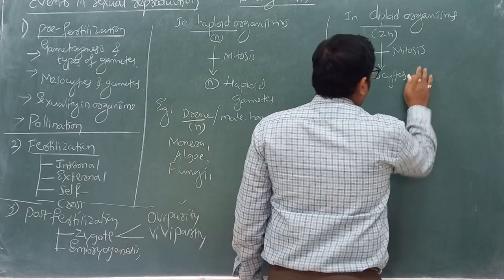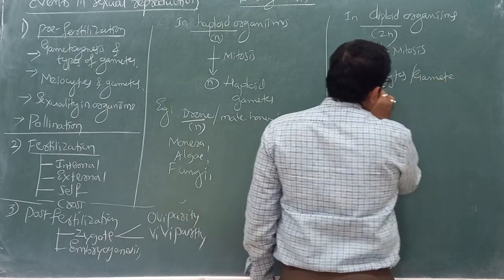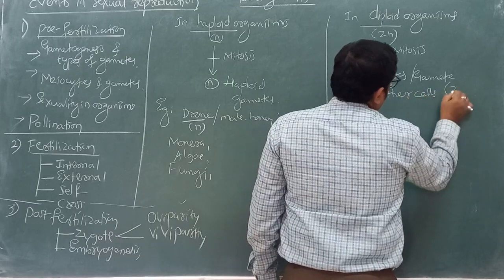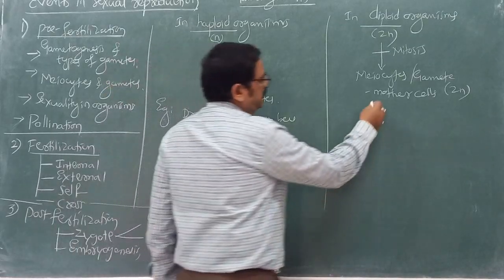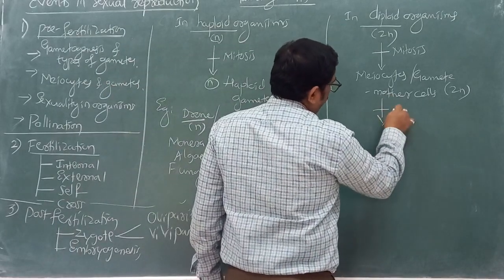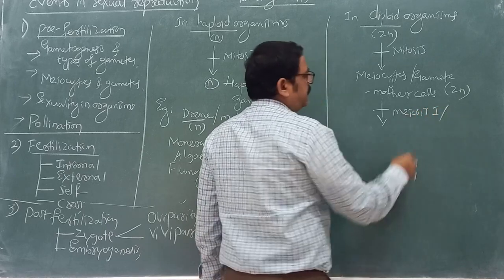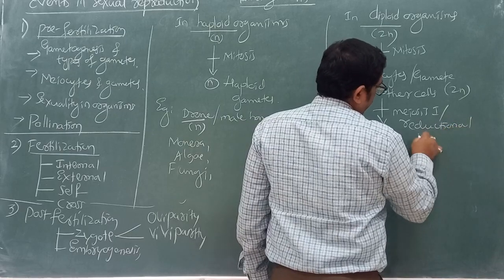Meiocytes are also called gamete mother cells, which are by nature diploid only. Later these undergo meiosis 1 and 2. Meiosis 1 is also called reductional division.